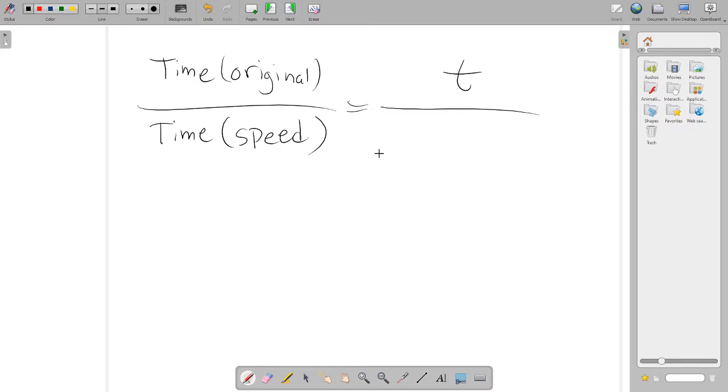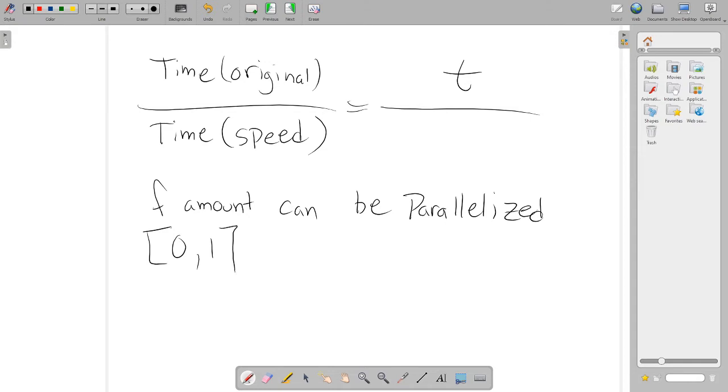So what we're going to do is describe that as a fraction. We'll say that f amount can be parallelized. So that's just some decimal between 0 and 1. What are things that can't be parallelized?